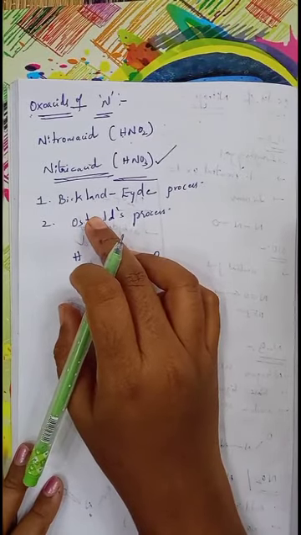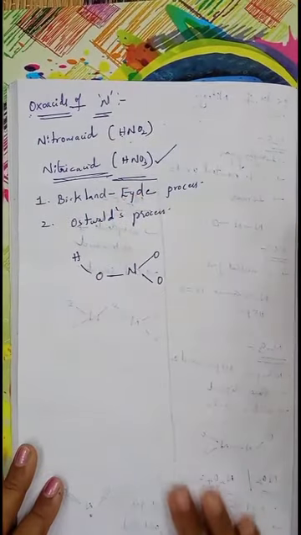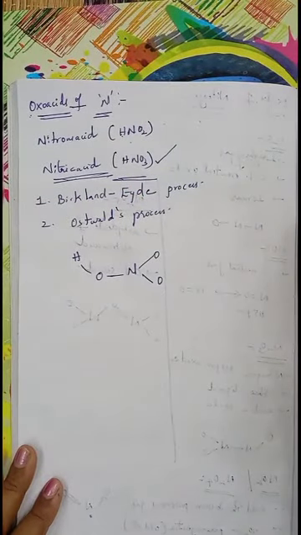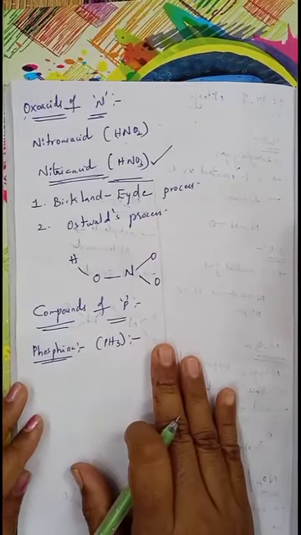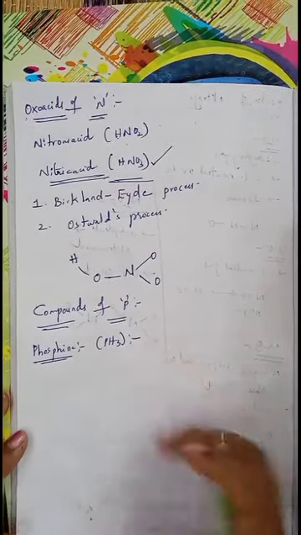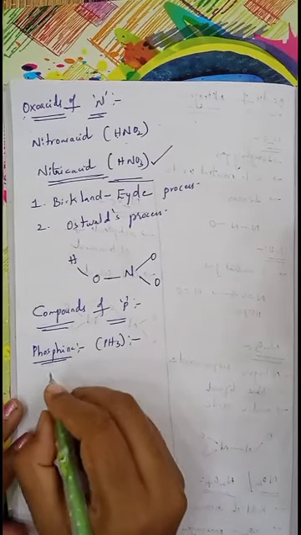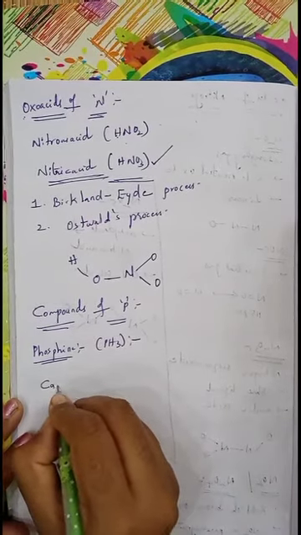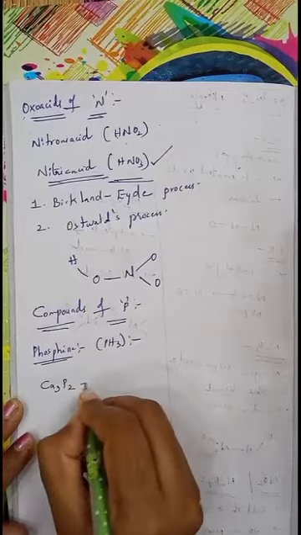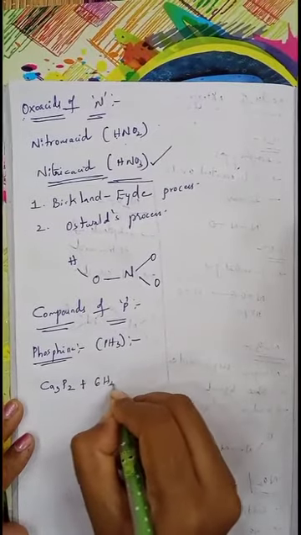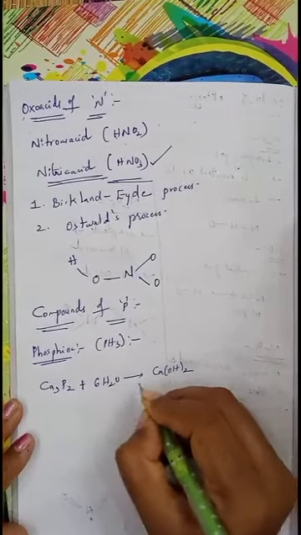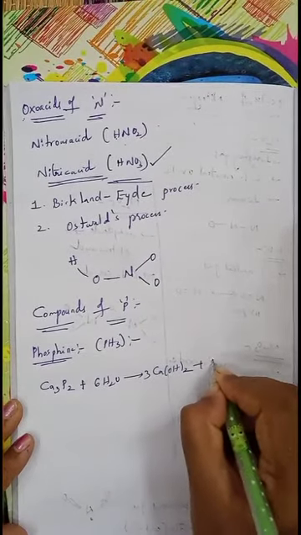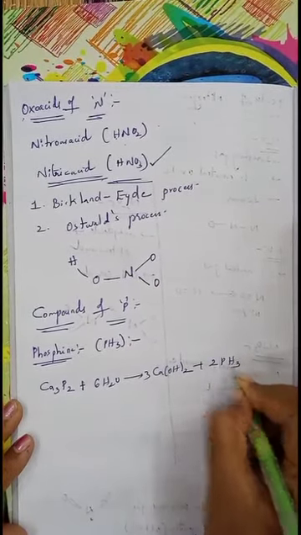Now we will discuss compounds of phosphorus. The first compound of phosphorus is phosphine, formula PH3. Now we will see how to prepare this phosphine. First one is by using calcium phosphide, formula Ca3P2. When calcium phosphide undergoes hydrolysis, it is converted into calcium hydroxide. 3 moles of calcium hydroxide are released and 2 moles of phosphine are formed. This is the first one.